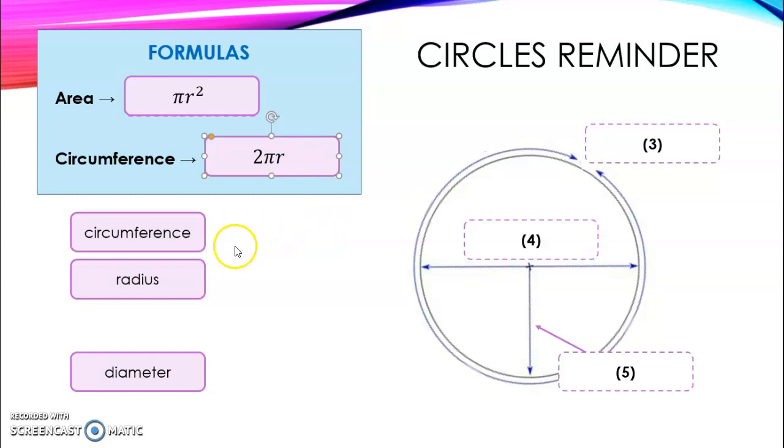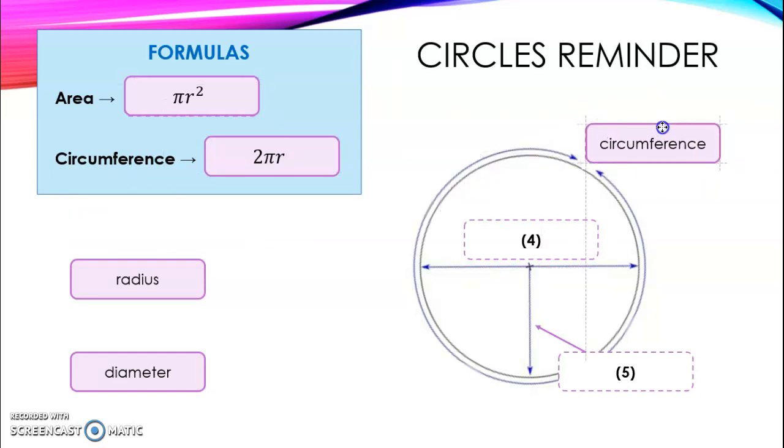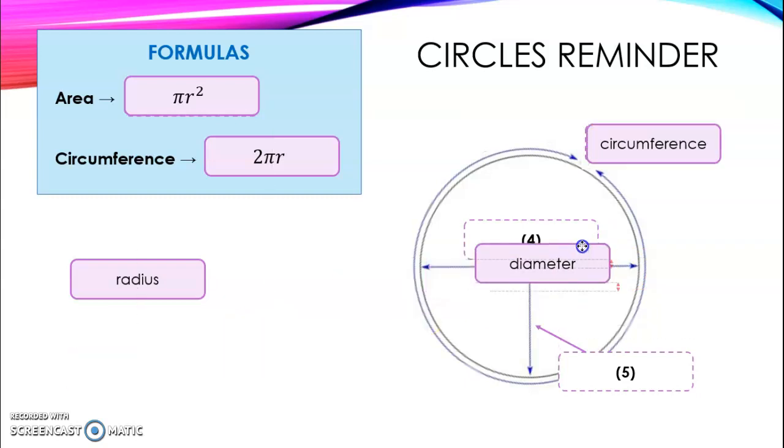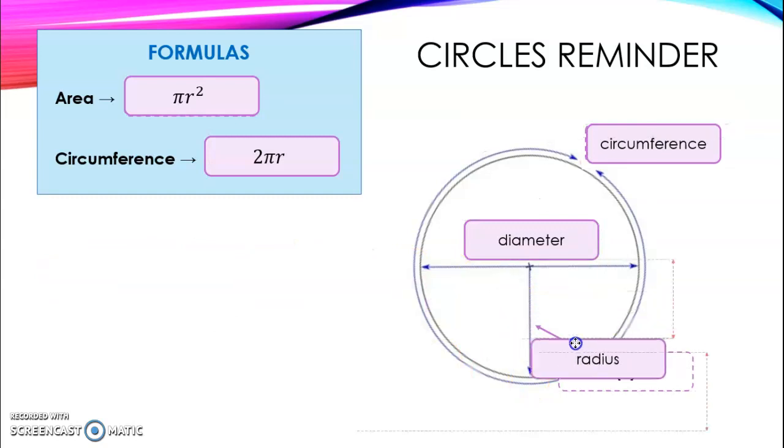And then we have some labels to put on the circle here. I'll start with the distance that is around the full circle, almost like the perimeter of the circle. This is what we call the circumference. And then we have this distance that goes across the circle through the center of it, and that is the diameter. And then last we have the distance from the center of the circle to the edge, which is the radius. And the radius is always going to be half of the diameter.